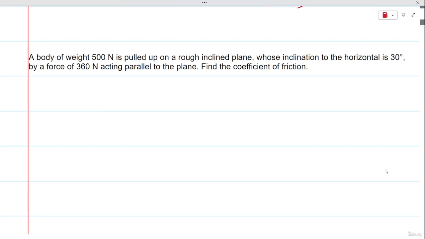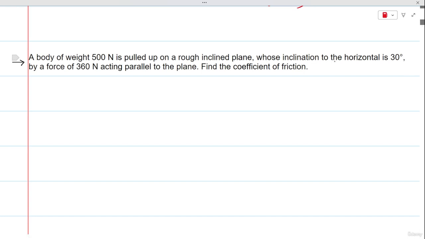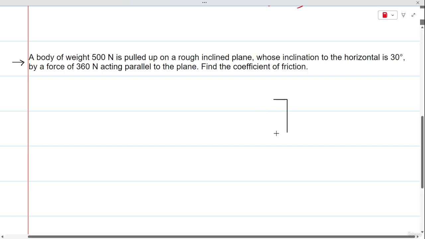The given question states that a body of weight 500 Newton is pulled up on a rough inclined plane whose inclination to horizontal is 30 degrees by a force of 360 newtons acting parallel to the plane. Find the coefficient of friction. So let me just draw the inclined plane.